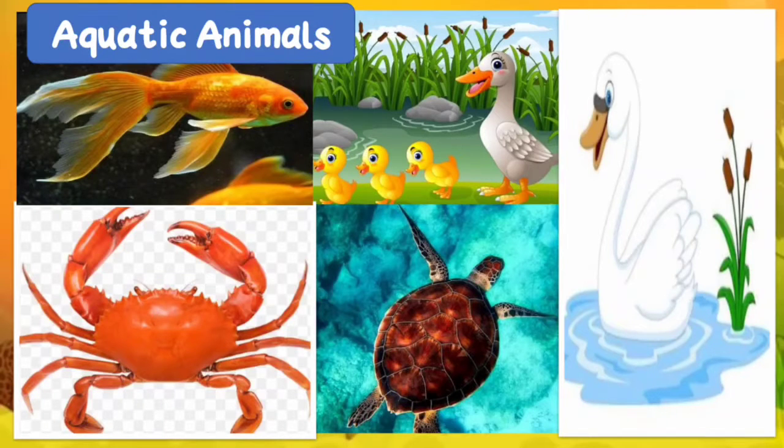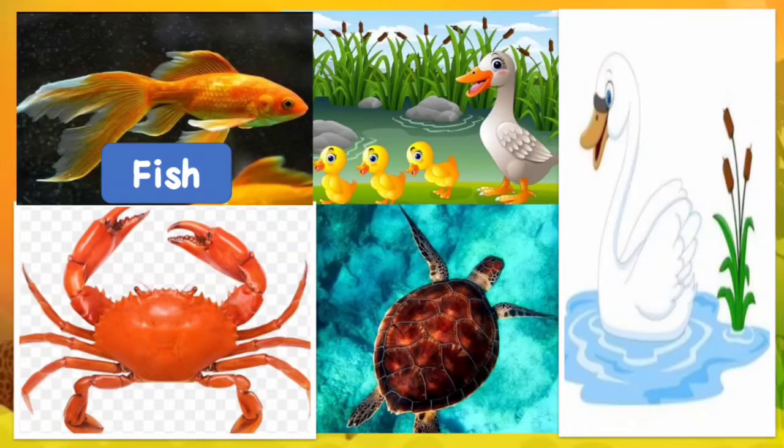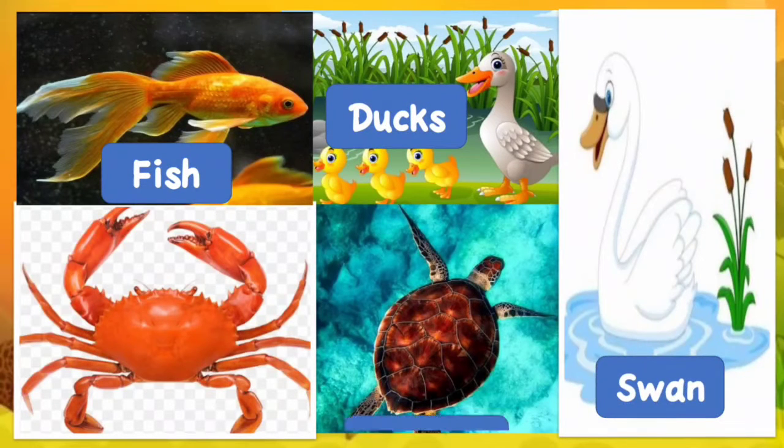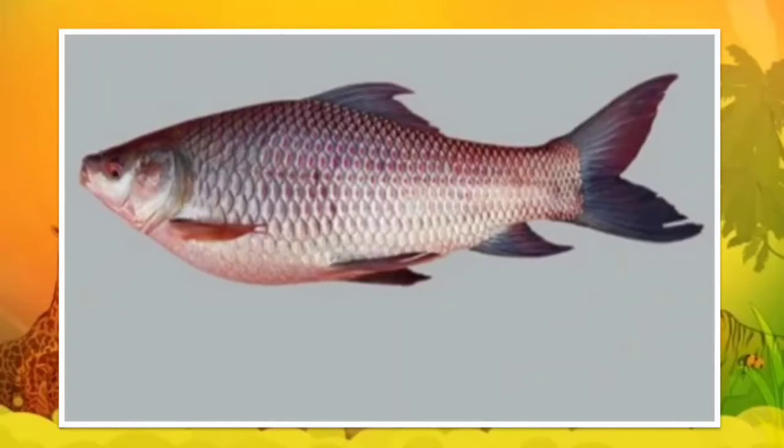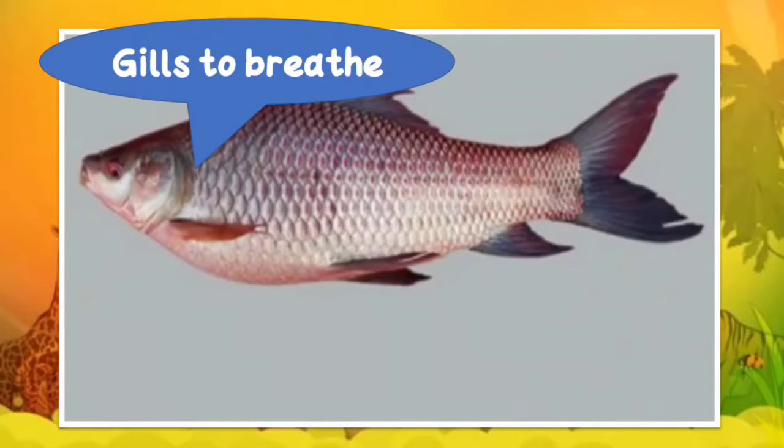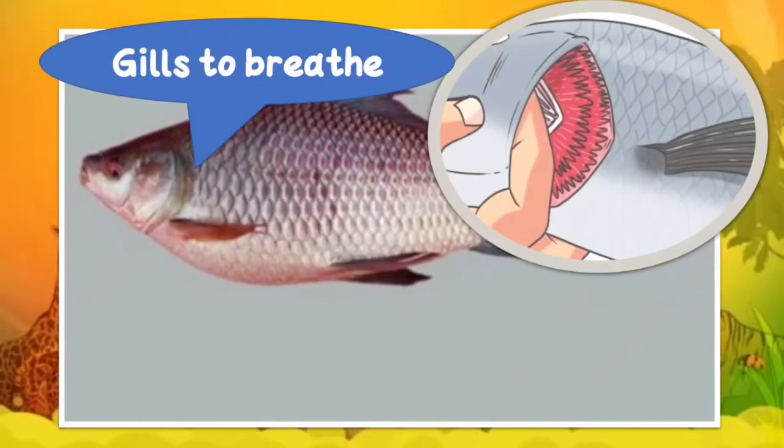Aquatic animals. Aqua means water. So these are the animals which live in water, known as aquatic animals. Examples are fish, ducks, swans, turtles and crabs. These are all animals which stay in water. Hence these are called aquatic animals. But they don't have any lungs to breathe. Hence, they have a different organ known as gills. They use gills to breathe.